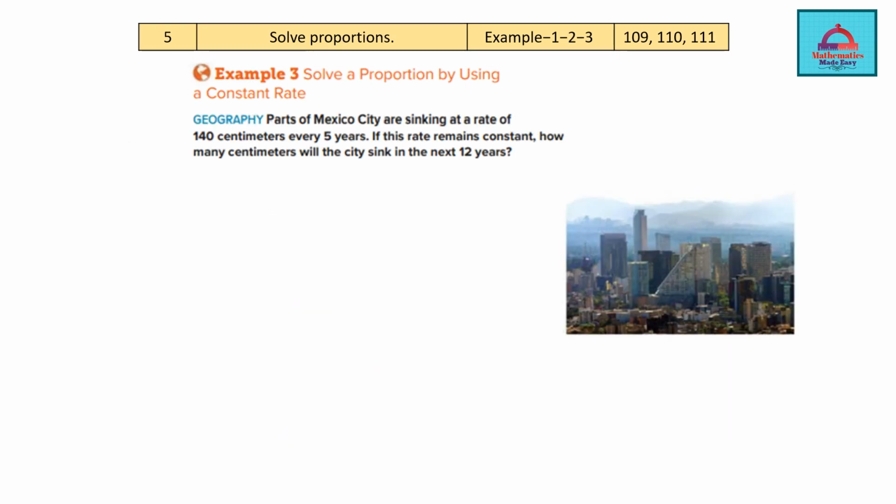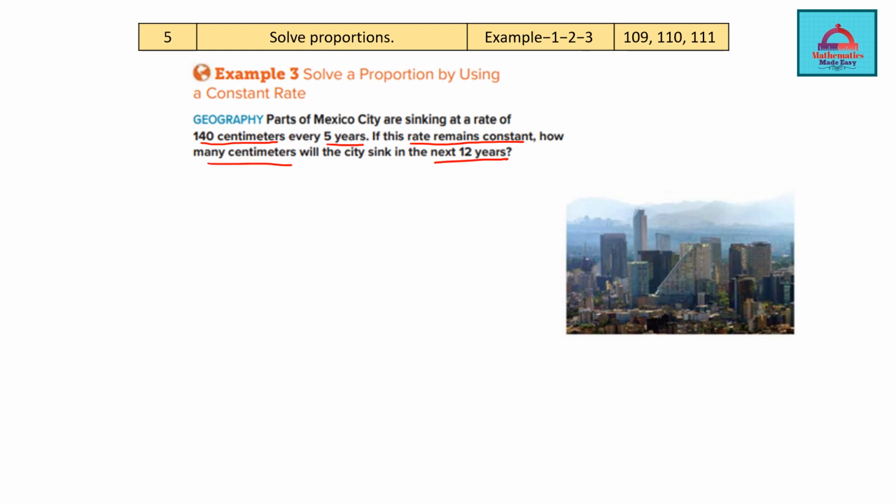Next we solve proportions, examples 1, 2 and 3 given on pages 1009, 1010 and 1011 of your math book. So here if you see, you are given parts of Mexico City are sinking at the rate of, I will highlight the important information, 140 centimeters every 5 years. If the rate remains constant, how many centimeters will the city sink in the next 12 years?